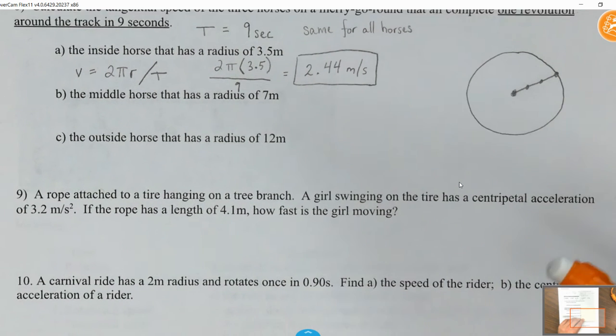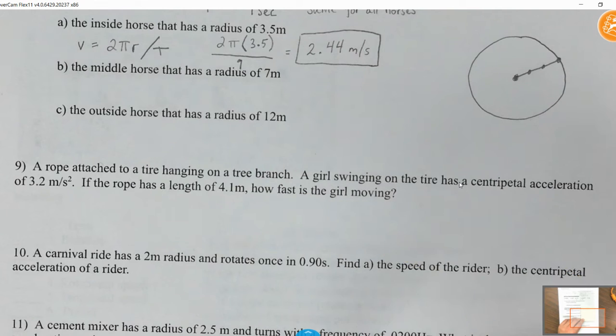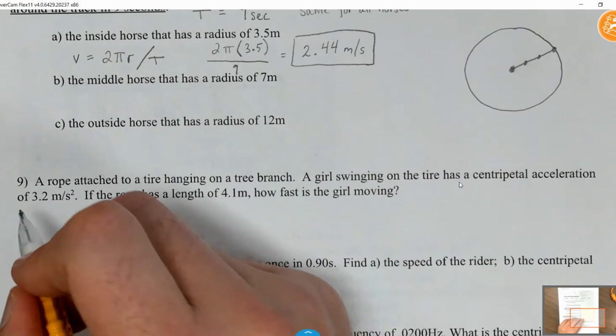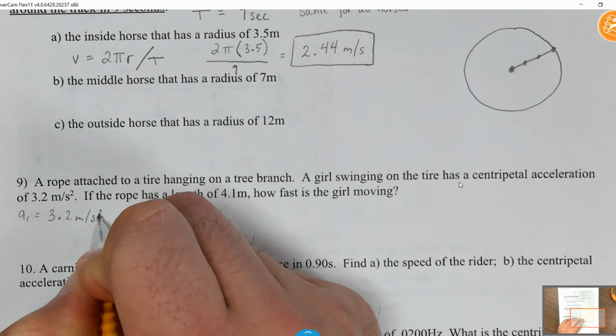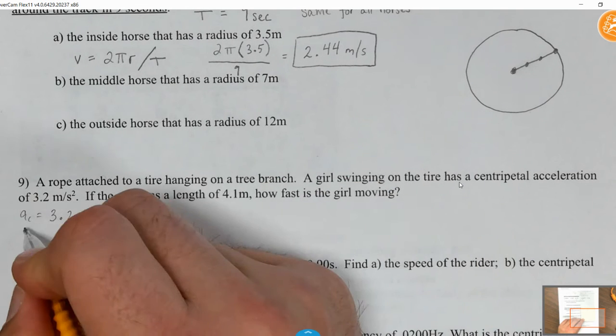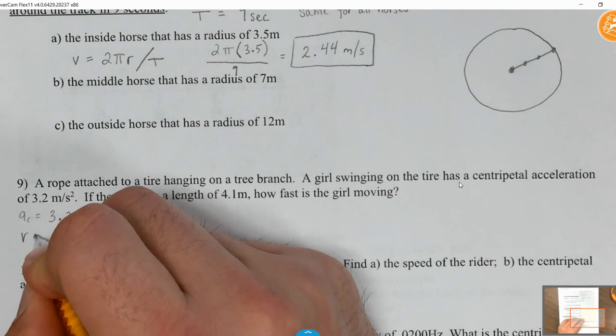All right, number 9. A rope is attached to a tire hanging on a tree branch. You got a girl swinging on the tire, and we know this has a centripetal acceleration of 3.2 meters per second squared. Now the rope has a length of 4.1 meters. So then that's telling us our radius.